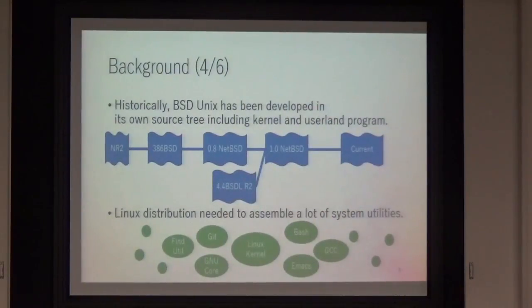Historically, BSD Unix has been developed in its own source tree, including kernel, generic commands, configuration files, and manuals. But Linux was released as just a kernel, so Linux distributions such as Debian and Red Hat needed to assemble a lot of system utilities. For that reason, base system management based on a lot of small packages was inevitable and a good idea for Linux distributions.